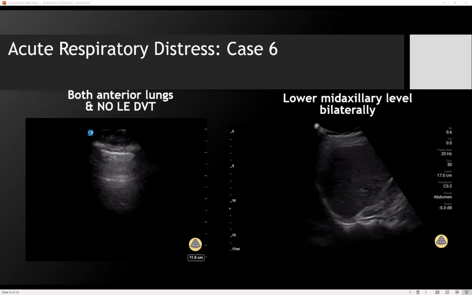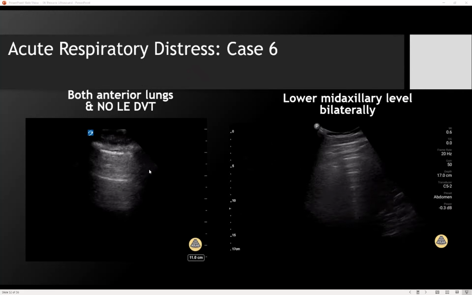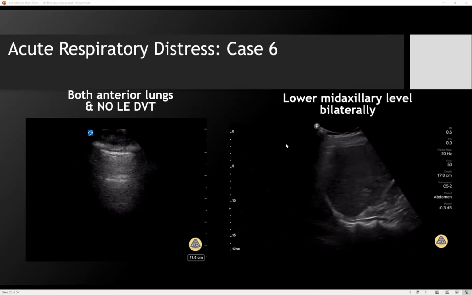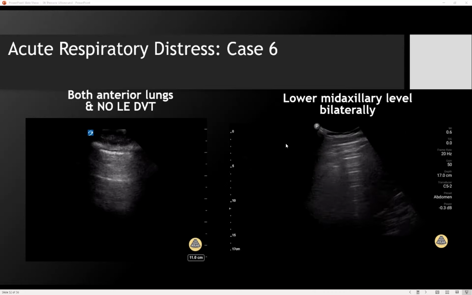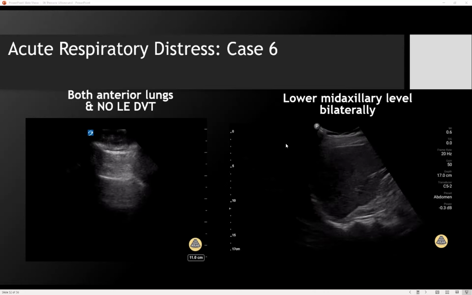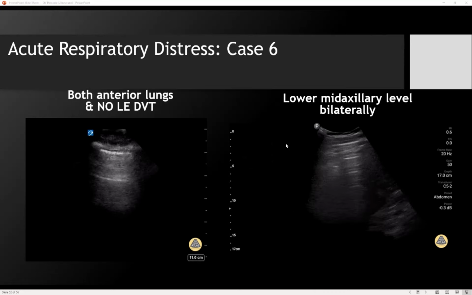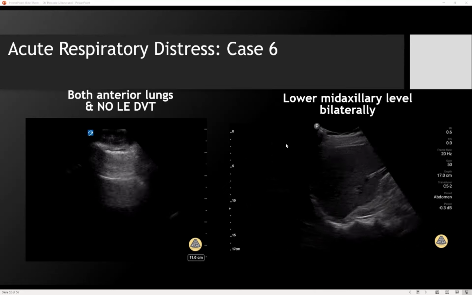All right, so the left image, there are A lines, and I do see lung sliding, so there's no pneumothorax there. And the image on the right, I think that's the liver. I see the diaphragm, and I see the curtain sign inside, so I don't think there's a pleural effusion. So I'm not sure what the reason for their distress is.